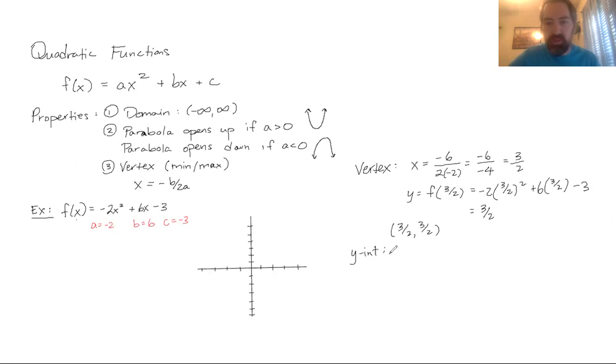Okay, what about the y-intercept? Y-intercept is the constant, right? We said no work shown here. That's (0, -3). Okay, what about the x-intercept?